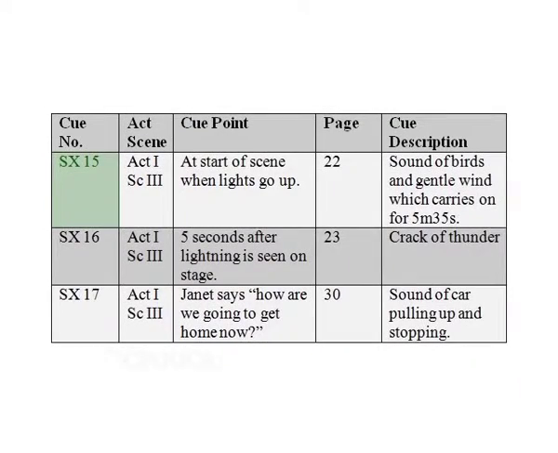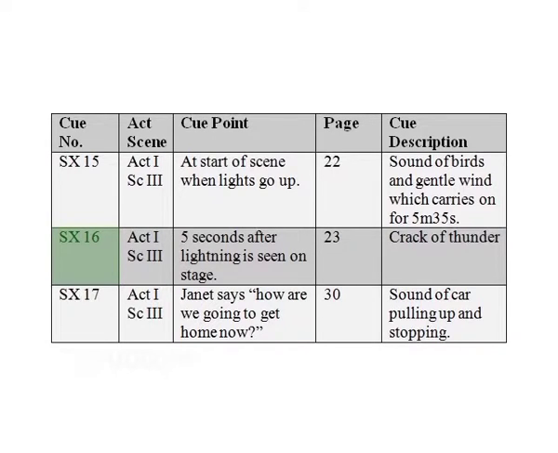Now let us see an example of a sound cue sheet. The cue number is SX15, act and scene is act 1, scene 3, where the cue point is at the start of the scene when lighting goes up. It's on page 22, and the cue description is the sound of birds and gentle wind which carries on for 5 minutes and 35 seconds.